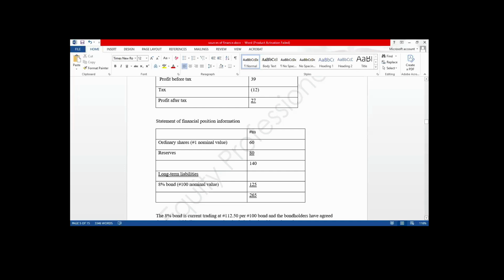If you look at this statement of financial position, this company is financed by ordinary share capital and 8% bond. This company is financed by equity and debt. Equity is ordinary share capital. Our debt is bond. That means this company is a geared company.